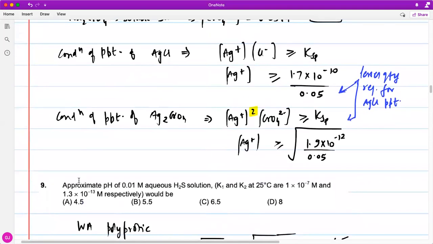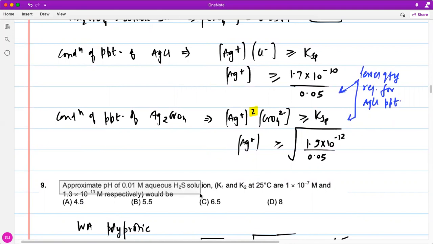Ninth question is a good question. It's a tricky question, but something similar to what we have done in class only. So you are being asked what will be the pH of a 0. Oh no, sorry, I mistook it for a different question. That's going to come in the upcoming discussion.